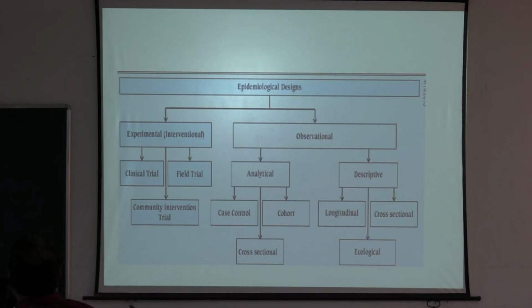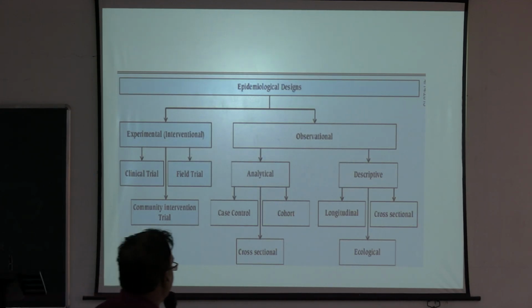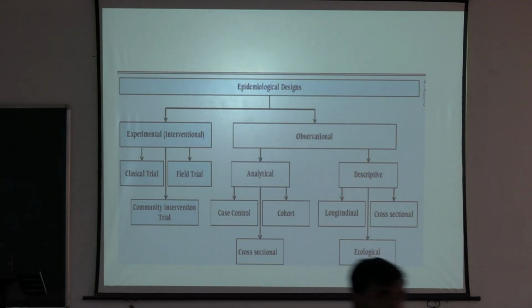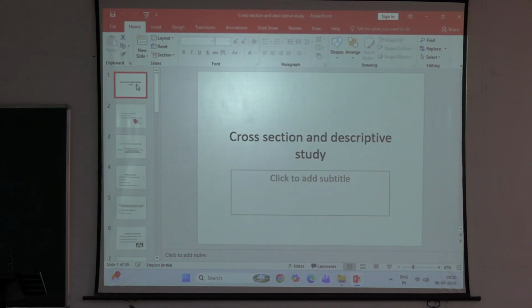And the other one is experimental. You are doing an experiment. You are adding a drug, you are increasing the dose, there is some new technique, some laser technique, robotic surgery, etc. That is the experiment. Clinical trial, field trial, and community intervention trial. So this is basically the sum and substance of the epidemiological design. Okay. So we will talk in detail about this later. So the basic thing is, today's topic is a cross-sectional study. Okay. So today we will talk about cross-sectional study.